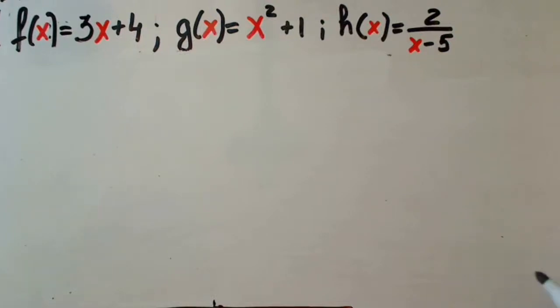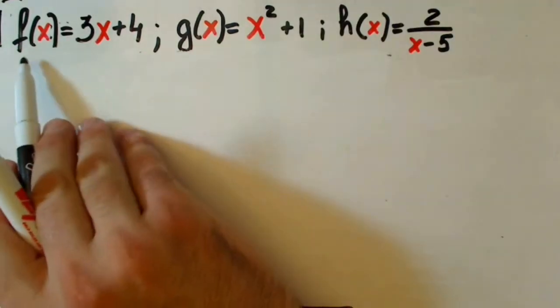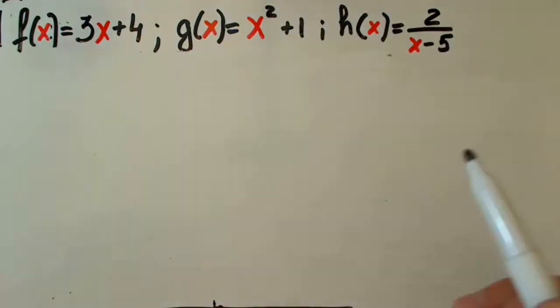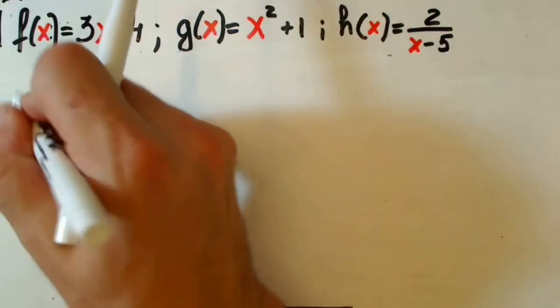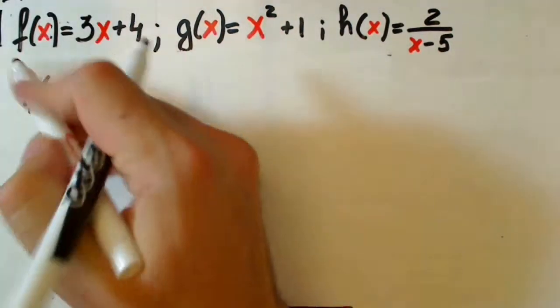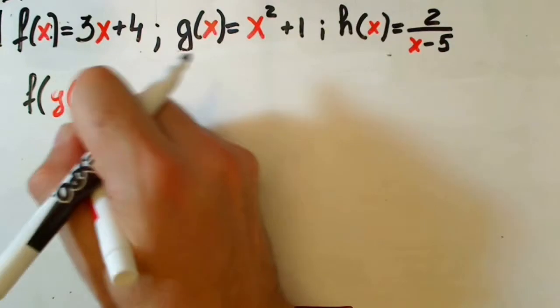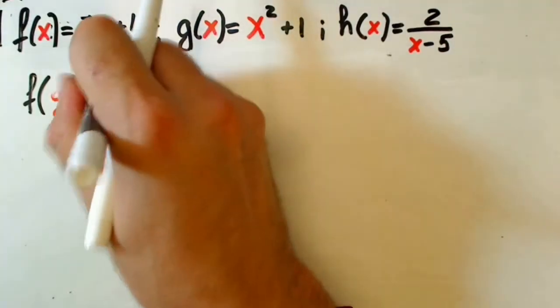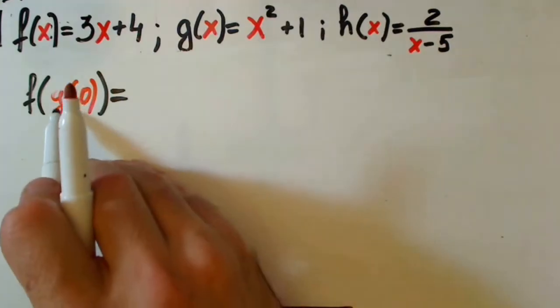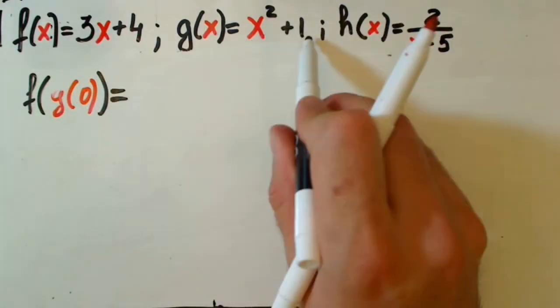Hello, and in this video we're gonna check on some examples of composition of functions. Now we have function f, function g, function h. First example is we have to calculate f of g of 0. And what is our g function? It is x squared plus 1.